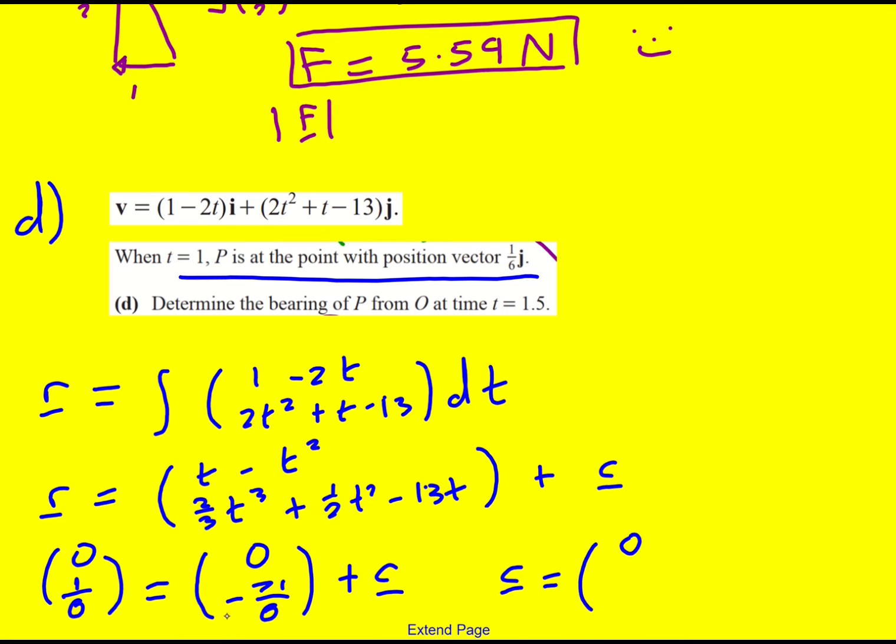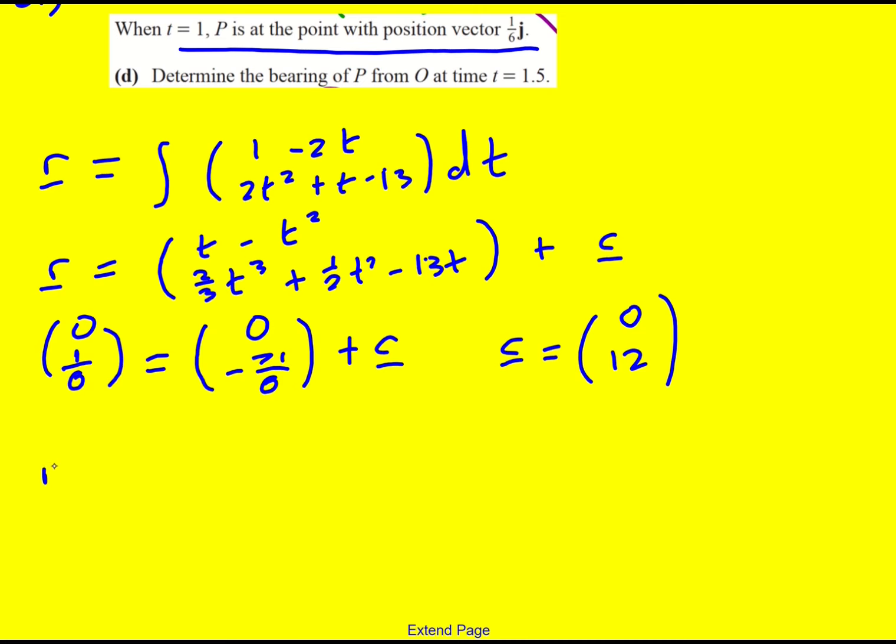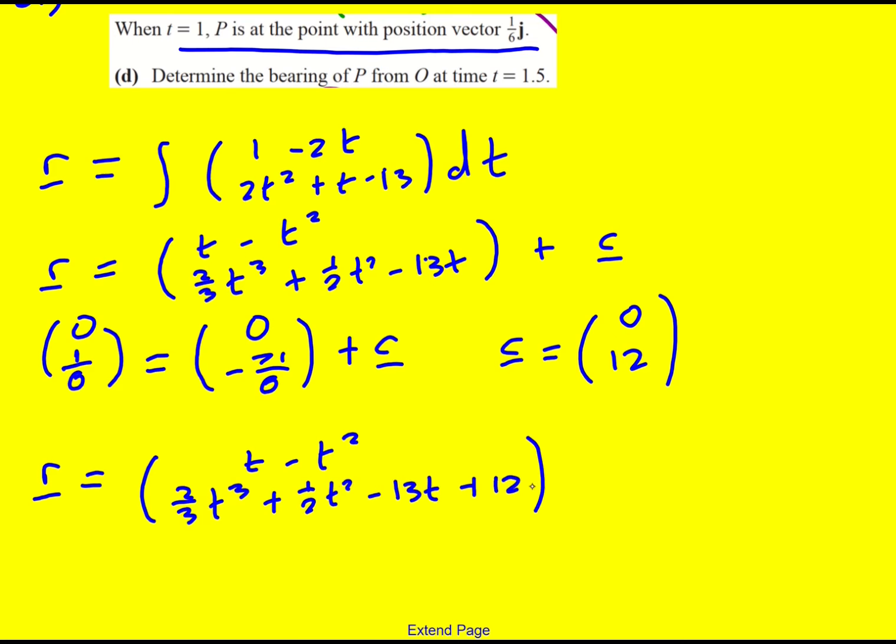So I'm going to subtract this 0 minus 71 over 6 from both sides. I'm therefore going to get a 6 plus 71 over 6, which is 72 over 6, which is 12. So we've got our constant. R will therefore equal this t minus t squared, that's fine. And then 2/3 t cubed plus a half t squared minus 13t plus 12.